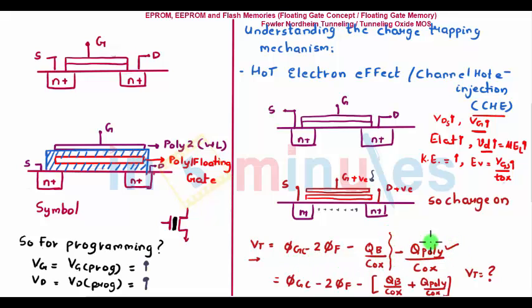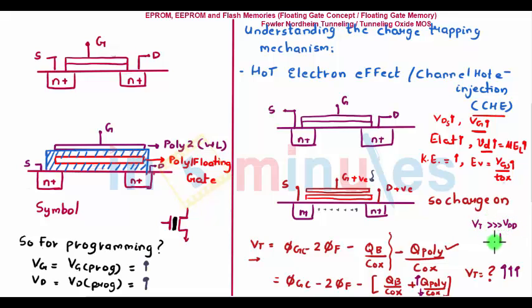Now there's a new term, the charge on the poly upon COX. This charge, because there are electrons, is going to be negative, so negative will become positive. So here we know that Q poly, the charge on the poly, is increasing, and COX is reducing by 2. So overall my threshold voltage will increase.